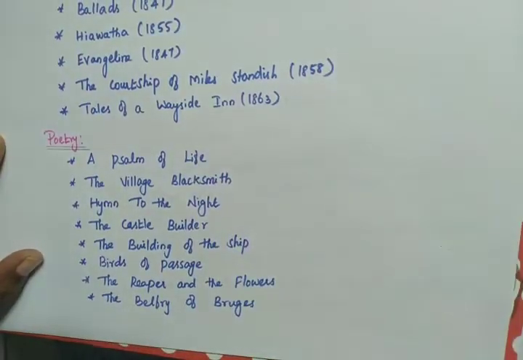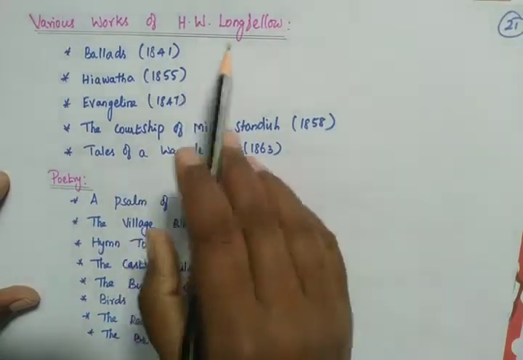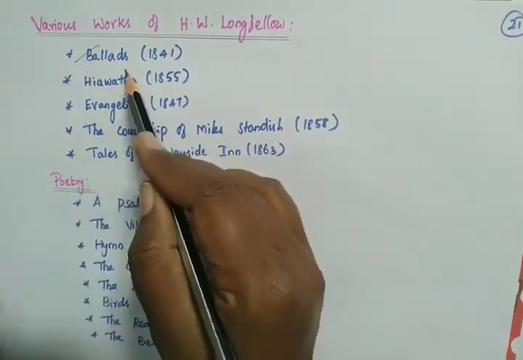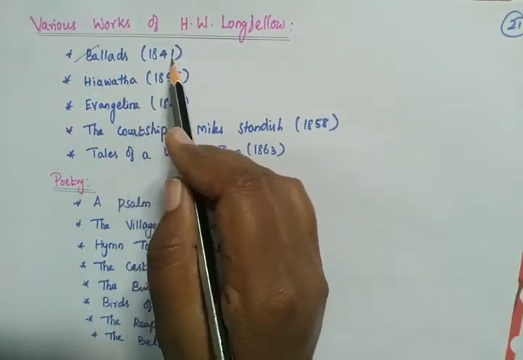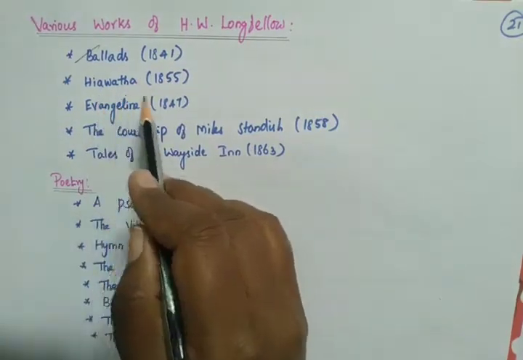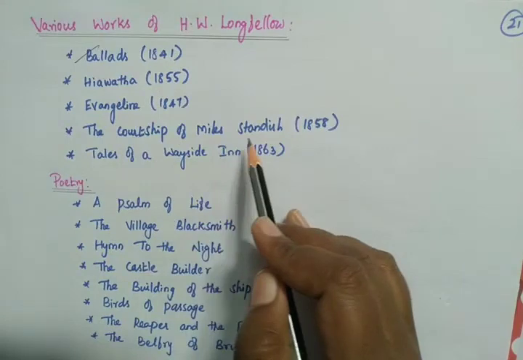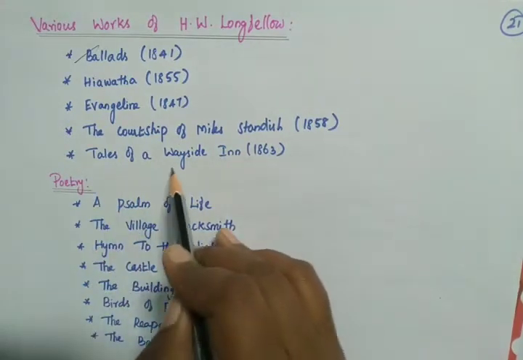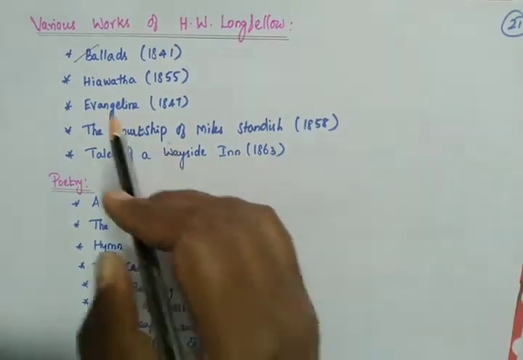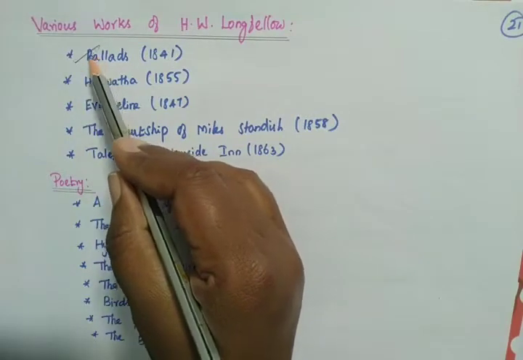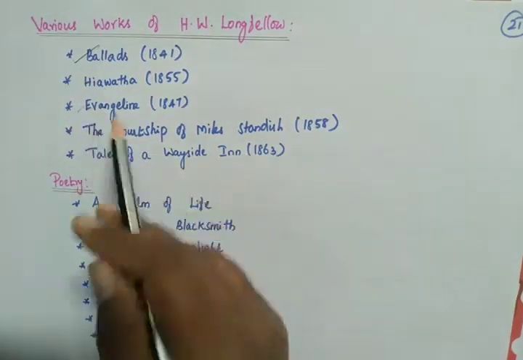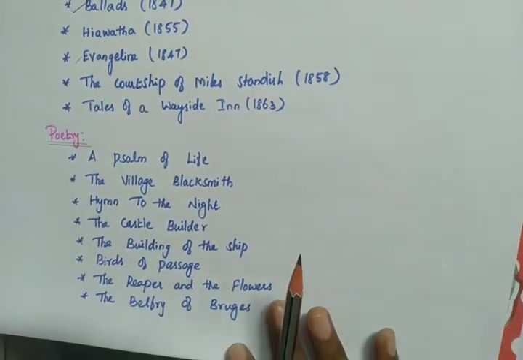Now let us continue. Various works of H.W. Longfellow. Ballads. So this is important. Remember, Ballads in 1841, Hiawatha in 1855, Evangeline in 1847, The Courtship of Miles Standish 1858, Tales of a Wayside Inn in 1863. I hope you can see this in previous year questions. Ballads, Evangeline. So remember this. It was written by H.W. Longfellow.